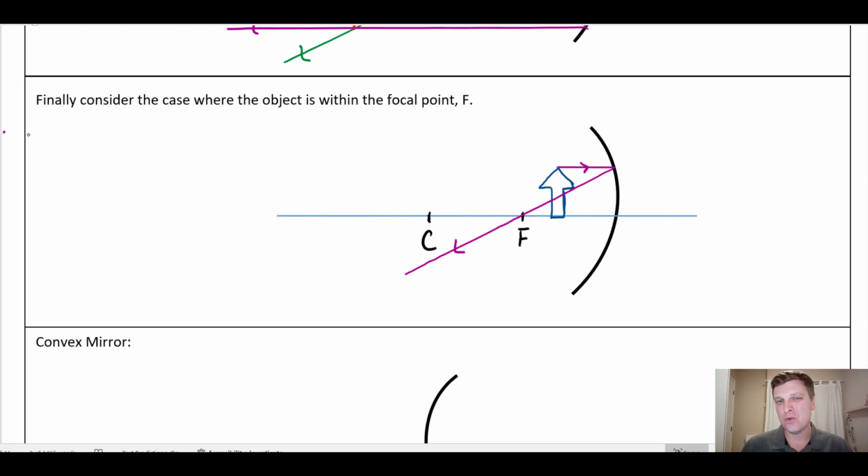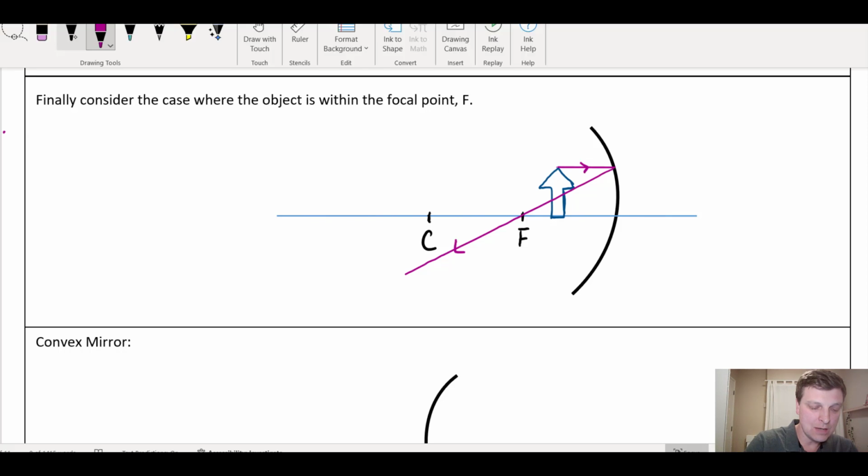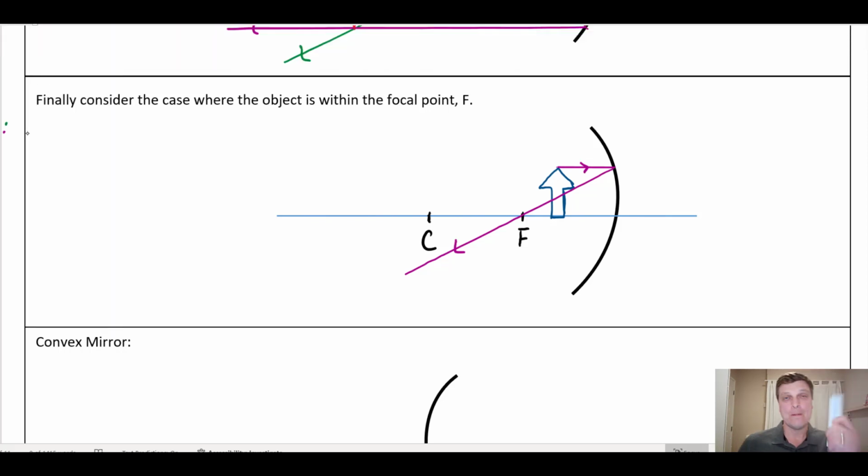Now, the next one's kind of tricky because what I want to do is take my ruler and draw a ray that goes through the focal point. But if I go through the focal point like that, then I'm never going to hit the mirror. So instead, I'm going to use my ruler and line it up with the focal point, and line it up with the top of the object and go away from the top of the object until I hit the mirror.